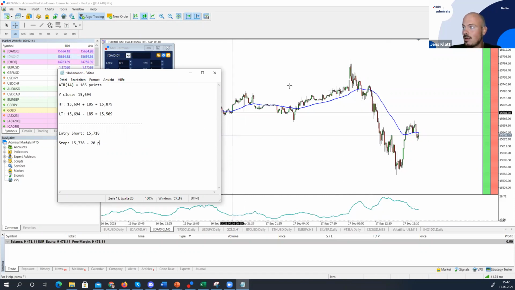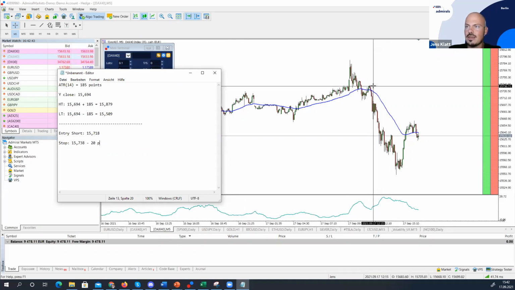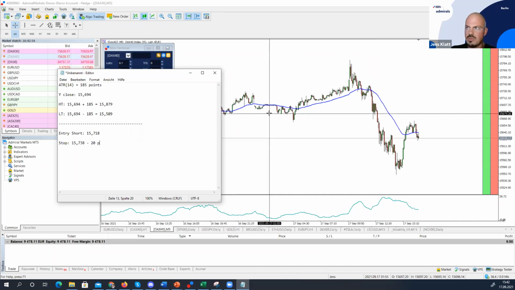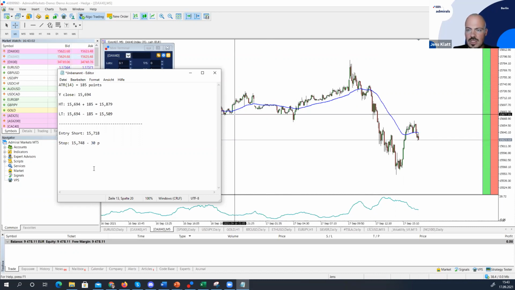Thus, I do the following: I calculate the ATR, which is around 17 points, and then I multiply it by 2 and work with a stop of 17 multiplied by 2. 34 points, 30 points probably in this context. So I have a stop here 10 points higher than that, and thus work with a 30 point stop in this context. That's the first thing.